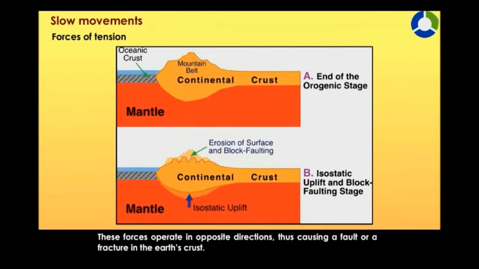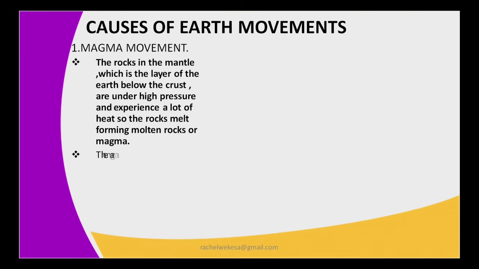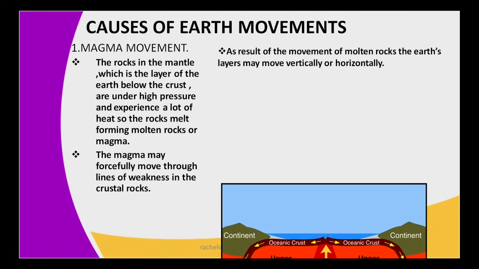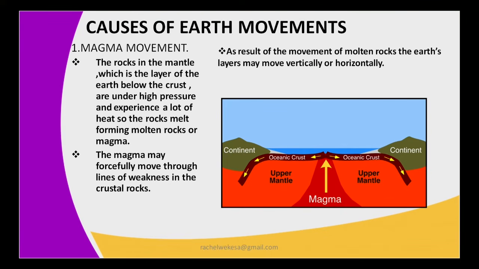Forces of tension operate in opposite directions, thus causing a fault or a fracture in the earth's crust. Causes of earth movements. 1 is the magma movement. The rocks in the mantle, which is the layer of the earth below the crust, are under high pressure and experience a lot of heat, so the rocks melt, forming molten rocks or magma. The magma may forcefully move through the lines of weakness in the crustal rocks. As a result of the movement of molten rocks, the Earth's layers move vertically or horizontally.